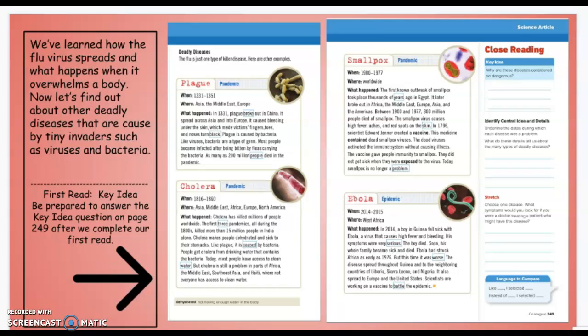His symptoms were very serious. The boy died. Soon his whole family became sick and died. Ebola had struck Africa as early as 1976. But this time it was worse. The disease spread throughout Guinea and to the neighboring countries of Liberia, Sierra Leone, and Nigeria. It also spread to Europe and the United States. Scientists are working on a vaccine to battle the epidemic.